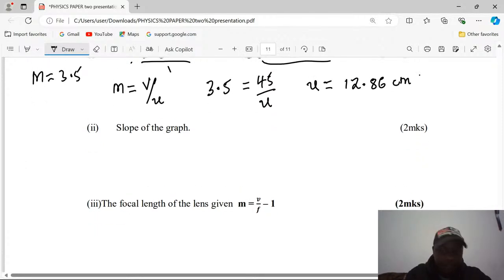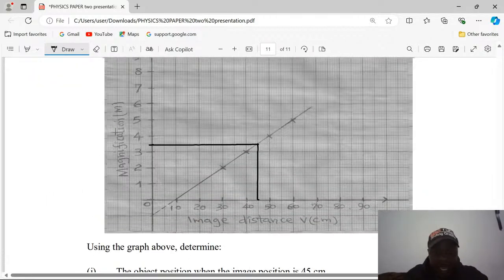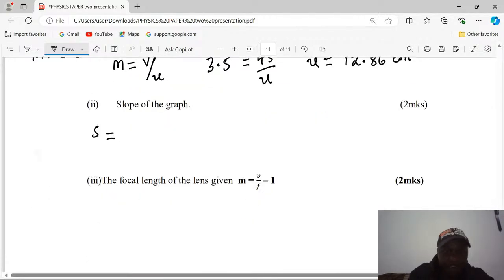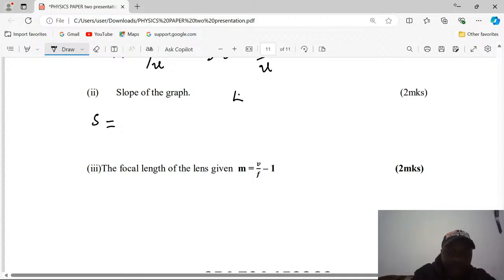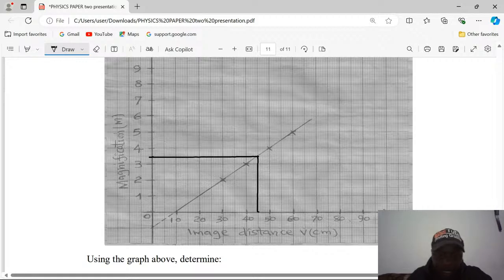Slope of the graph. Let's look for the slope. Definitely we need change in y over change in x, and we must identify a few coordinates. Coordinates like 45 and 3.5, we are already having that. We can pick more coordinates, like another coordinate like 30 and 2. So we just pick coordinates and we show them. And pick those coordinates so that you may show the change.